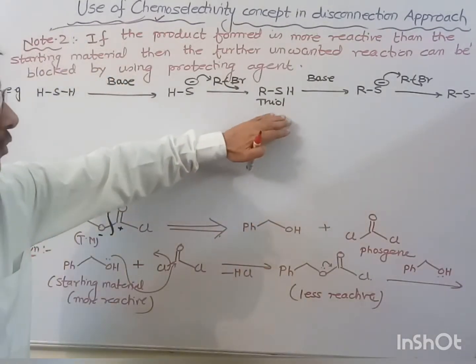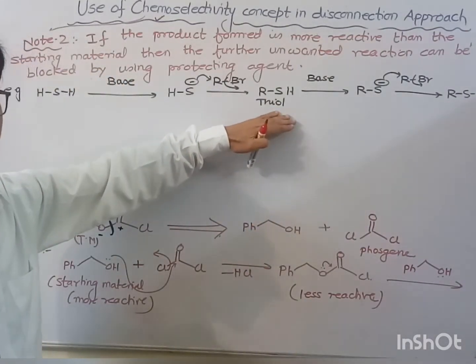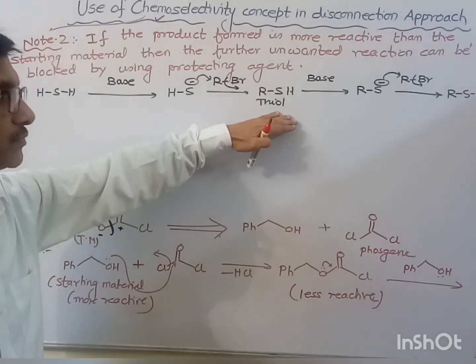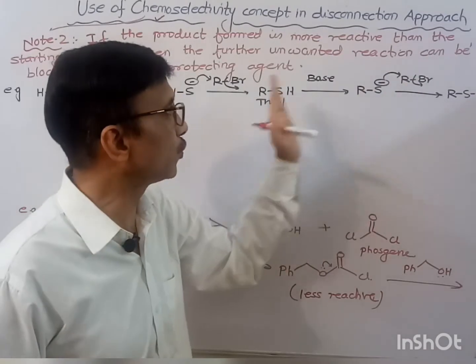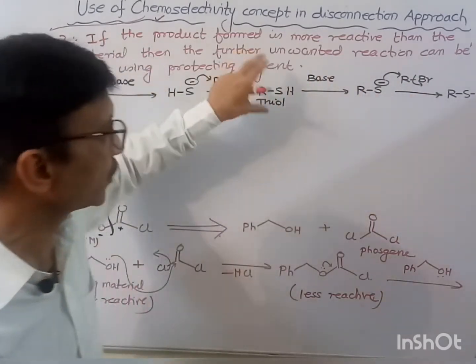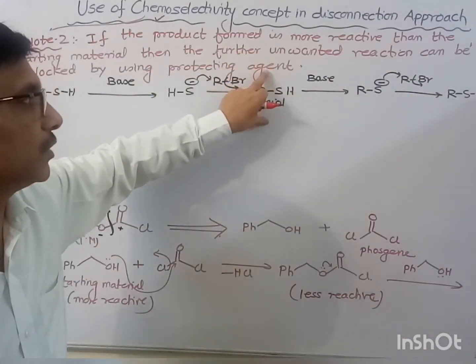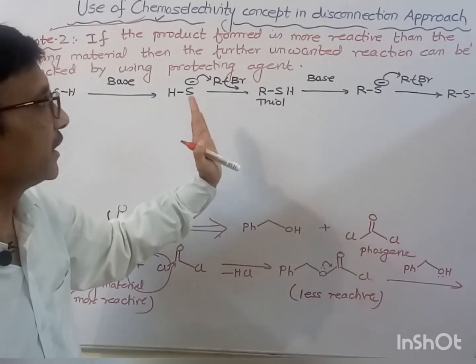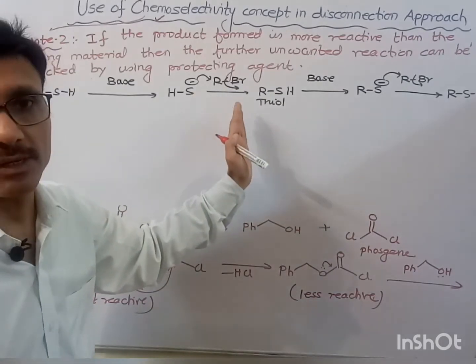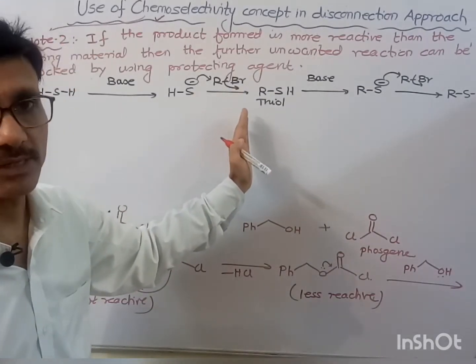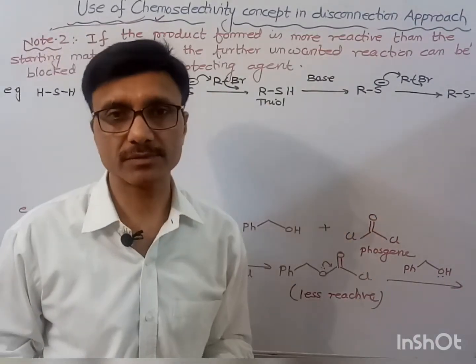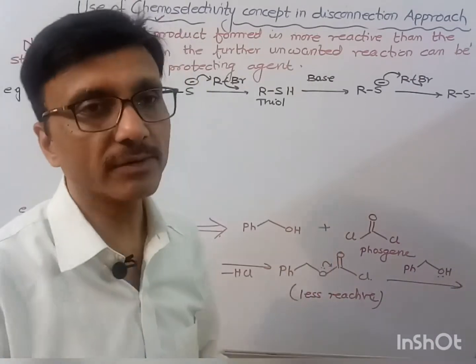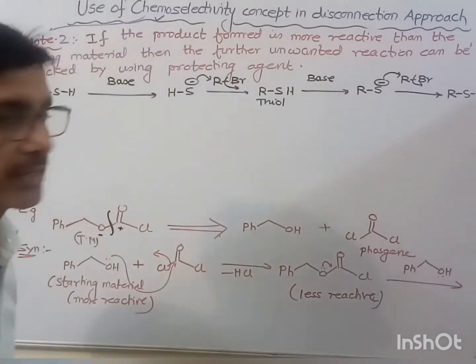Now suppose we want a thiol as a product and we don't need a further reaction. Then protection has to be done so that it doesn't react further. So let us see how we can get a thiol.